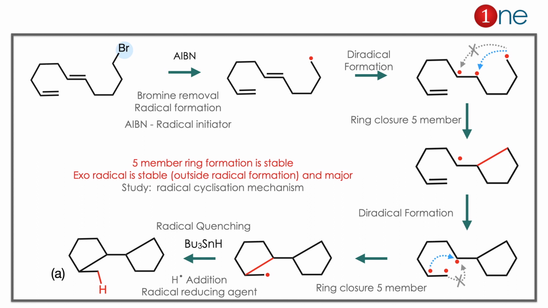both 5-member rings. Here you have to learn two important things. One is about the reagent. AIBN here is the radical initiator. Tributyltin hydride is a radical reducing agent. It supplies the hydrogen. Second thing is ring closure. Ring closure with radicals is always a 5-member ring, not a 6-member ring, because the exo radical is more stable than the endo radical.